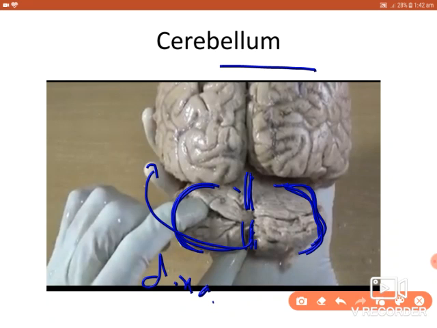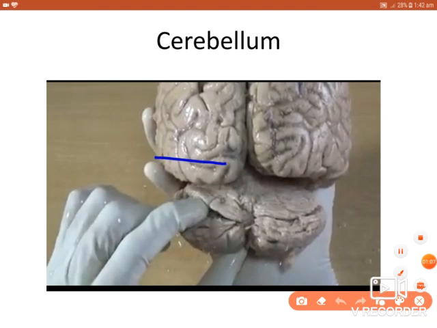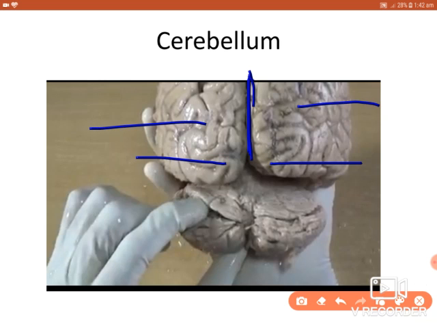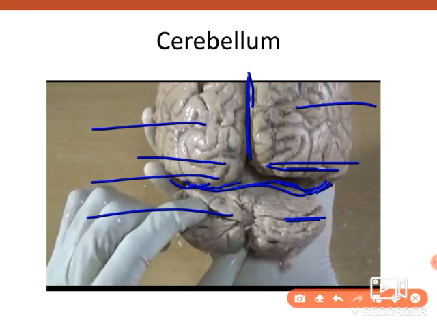Posteriorly here, this is the occipital lobe of the cerebrum. Here you can see there is a median longitudinal fissure which divides the cerebrum into right and left cerebral hemispheres. Between this occipital lobe and the cerebellum, we get the tentorium cerebelli, a tent-shaped dural fold which separates the occipital lobe from the cerebellum. This dural fold is called the tentorium cerebelli.